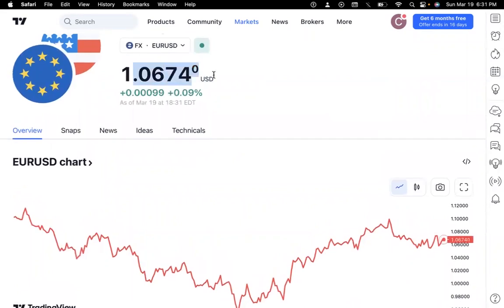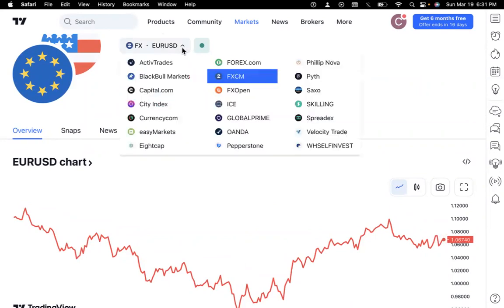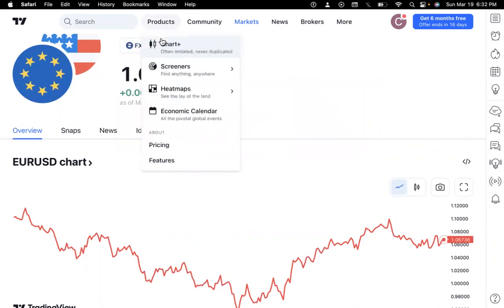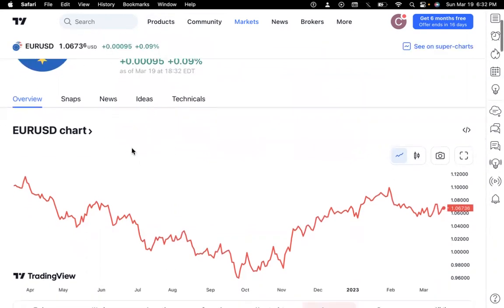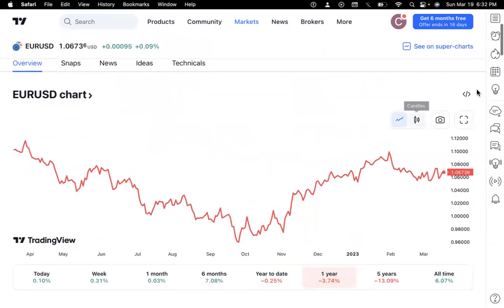So we got the current price. We can see it moving in real time. We can see that the broker that we're currently using is FXCM, but you can change it if you want to use forex.com. If you want whatever broker, 8cap, anything you want to use, Oanda is pretty much should be in the same range. So that's what that says. And then this shows you the chart. If you scroll down, it shows you a line chart of what's happening.